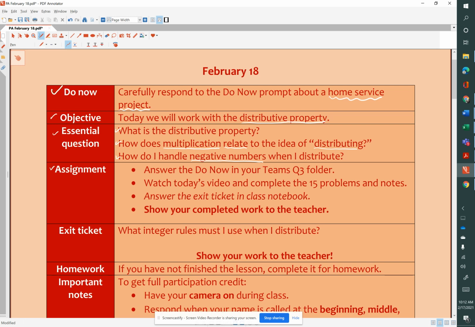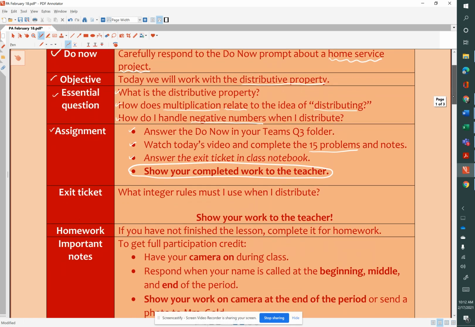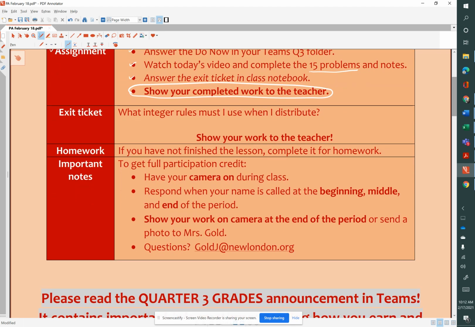Please answer the Do Now question in your team's Q3 folder. We're going to watch the video, and we've got 15 problems today and some notes. We'll answer the exit ticket in our class notebook, and the most important thing, this is how you get credit for your math work, is to show it to me. If you're having a problem with that, you can send it by email.